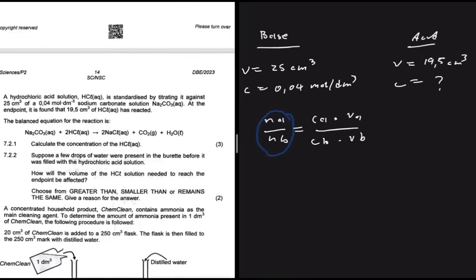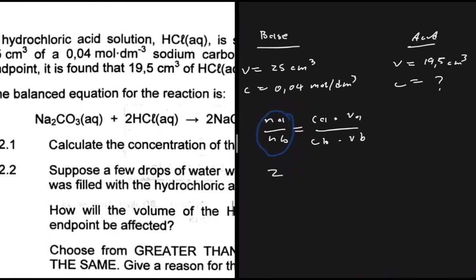So what is the balancing ratio of the acid? We have 2. We can see it right here, and that of the base we have 1. It's equal to the concentration of acid, that's what we're interested in. The volume is 19.5, divided by the concentration of the base 0.04 multiplied by the volume, which is 25. Now you might be asking yourself, why are we using centimeter cube and not decimeter cube?